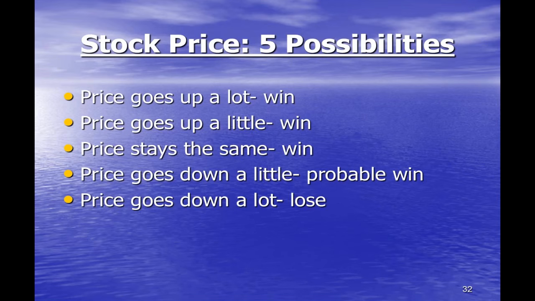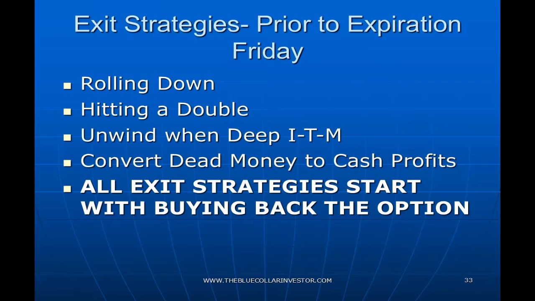The price can go down a little. We probably win. We've generated our option profit, let's say 3%. Now, if the price of the stock goes down only 1 to 2%, that means we've still generated a profit of 1 to 2% in that 1 month. Now, here's the one I need you to focus on the most. The price can go down a lot and we could lose, and that's where our exit strategies come into play.